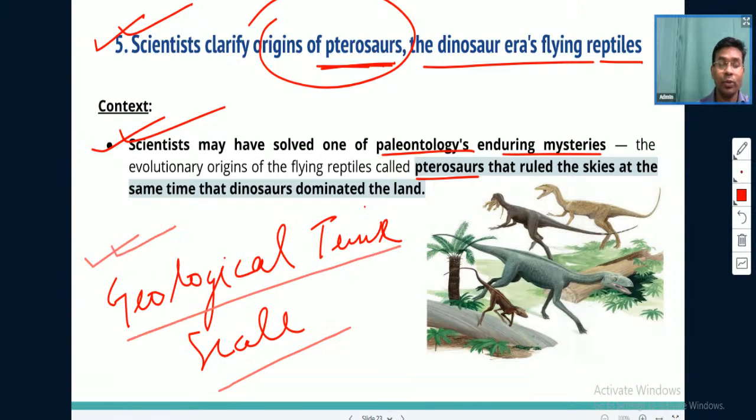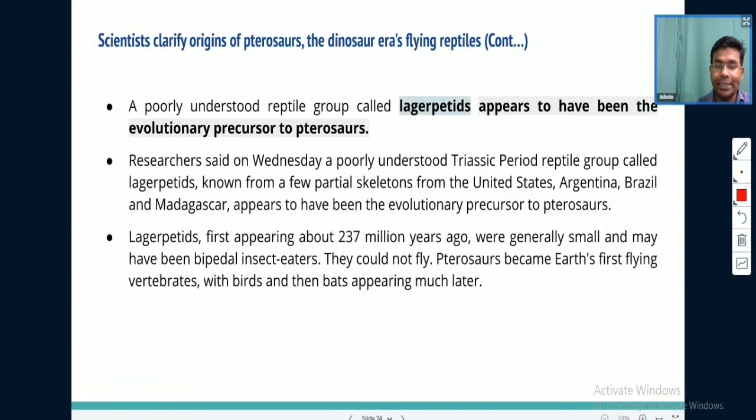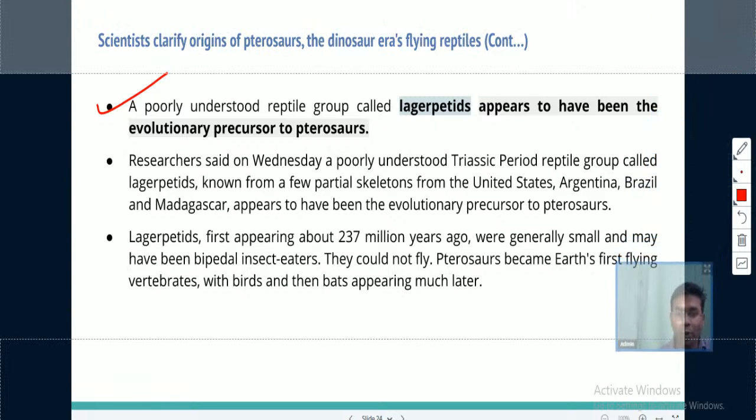There was a time when dinosaurs dominated the land, and at that particular time there was some other species known as pterosaurs. Pterosaurs were the flying species, big flying animals. So we will understand some details related to the origin of these flying species. Their origin is poorly understood.